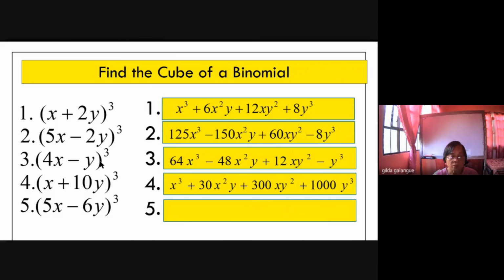We have x cubed plus 30x squared y plus 300xy squared plus 1000y cubed. And we are in the last number: 125x cubed minus 450x squared y plus 540xy squared minus 216y cubed.